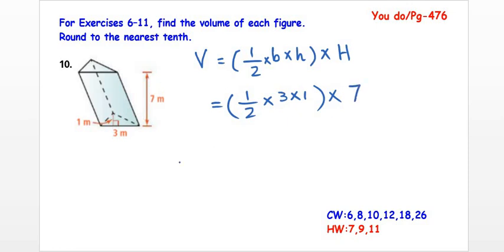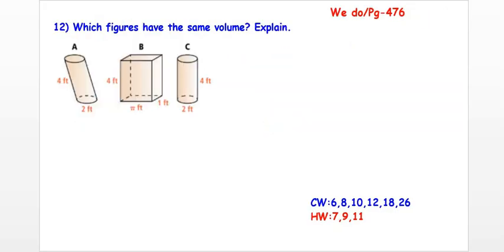So you will substitute the values like this. So let's see what the answer is. The answer is becoming 1.5. Let me check. Yes, 1.5 is the answer for this bracket. Times it by 7. So together it will be 10.5 cubic meters, right? So this will be the answer. Here is the next question.